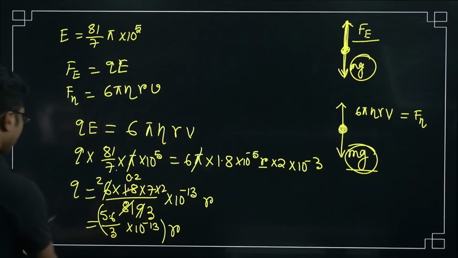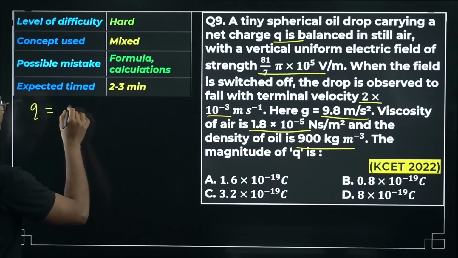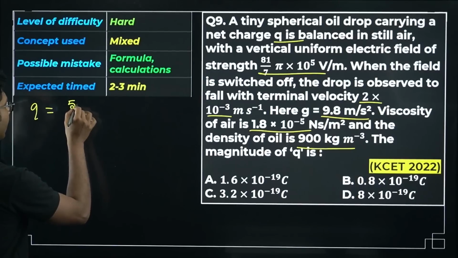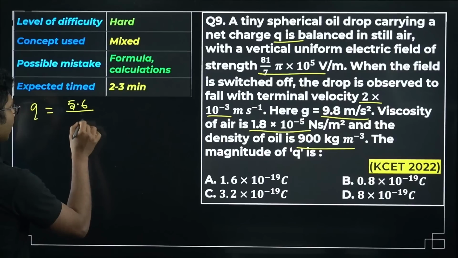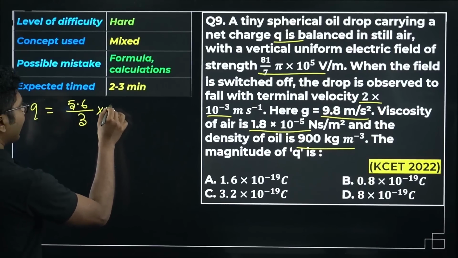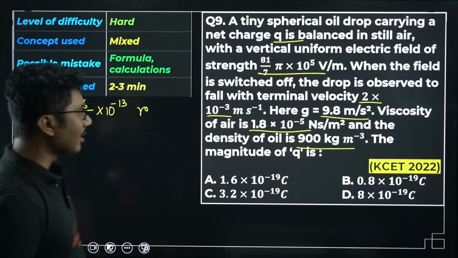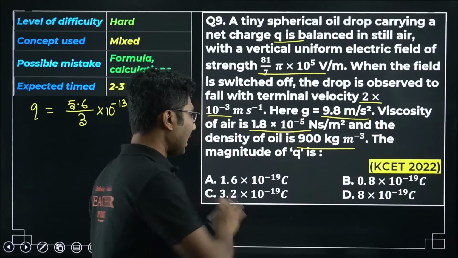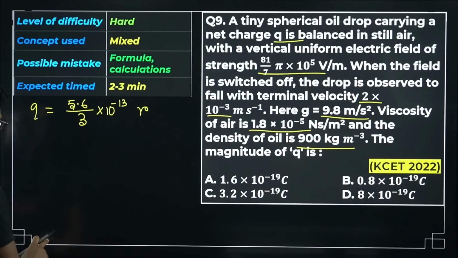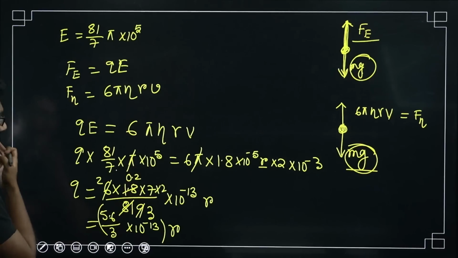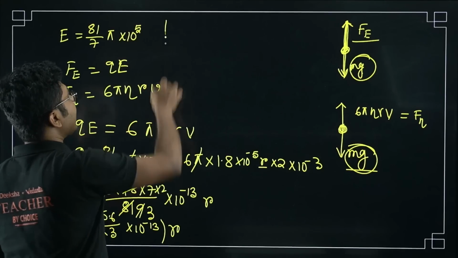So what you have got is that Q is equal to 5.6 divided by 3 into 10 to the power of minus 13 into R. Again, you cannot guess the answer from this. Neither the powers of 10 nor this value is accurate. So you have to wait and find the value of R, right? Now how can we calculate the value of R?